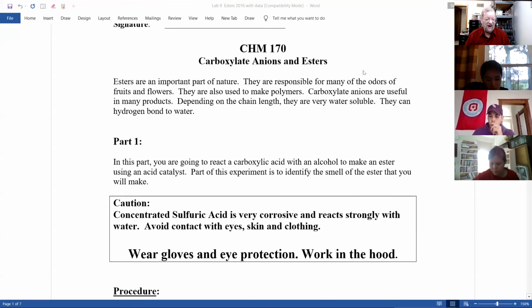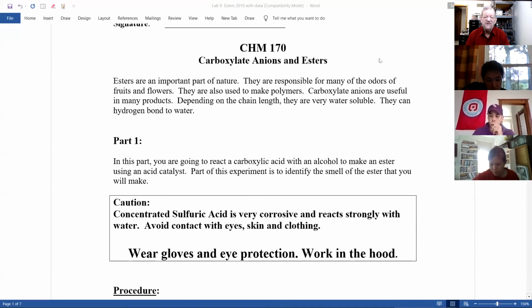And let's talk about esters. Esters are responsible for the many fruit and flower odors, and also taste from fruits and flowers, mainly fruits, and also some vegetables. Also, carboxylate anions are interesting molecules found in different things. And depending on the chain length, they can be very water soluble. They can also hydrogen bond.